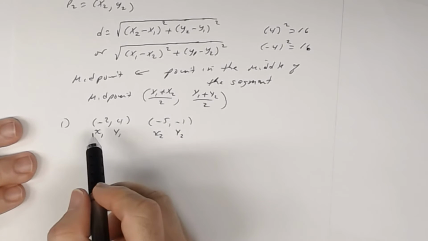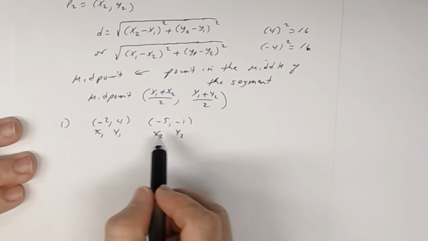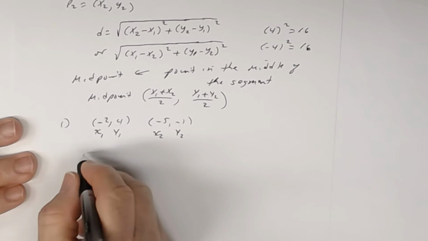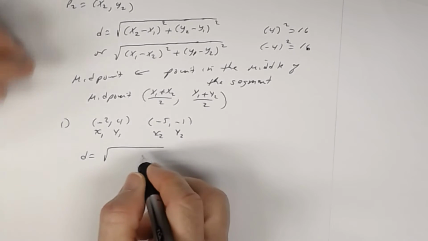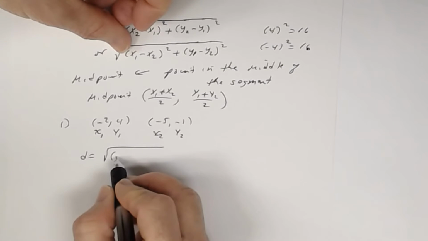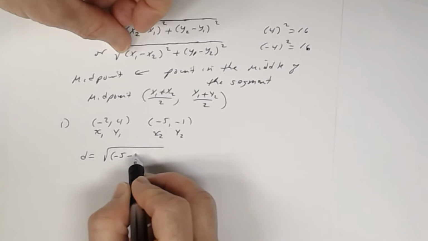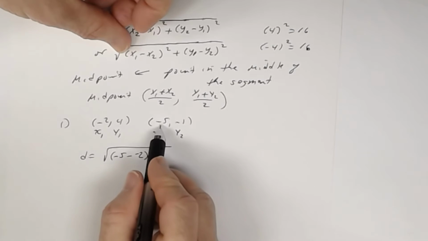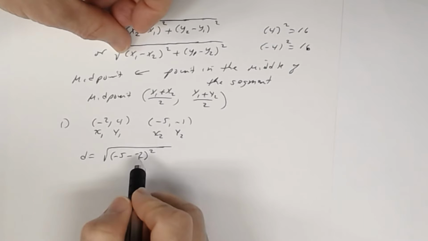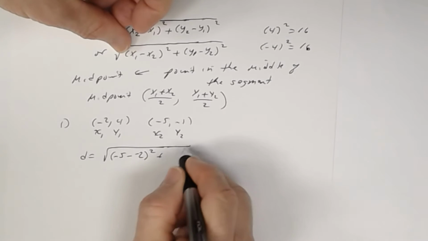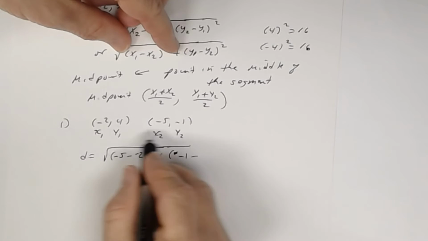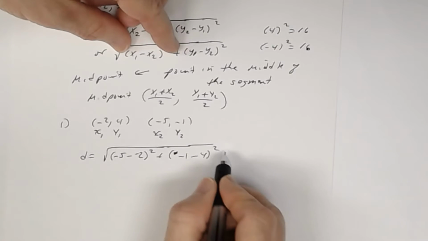Once they do that, it is just a matter of substituting these values into the formulas. Your distance will be the square root of, and remember, you subtract your x coordinates. Let's do x2 first. In parentheses, you're going to say negative 5 subtract a negative 2 squared. That's x sub 2 minus x sub 1 squared. Plus, then you say y sub 2, which is negative 1, minus 4 squared. Okay?